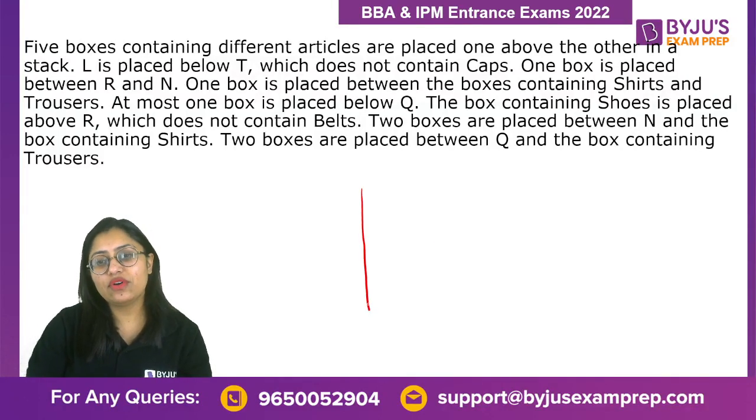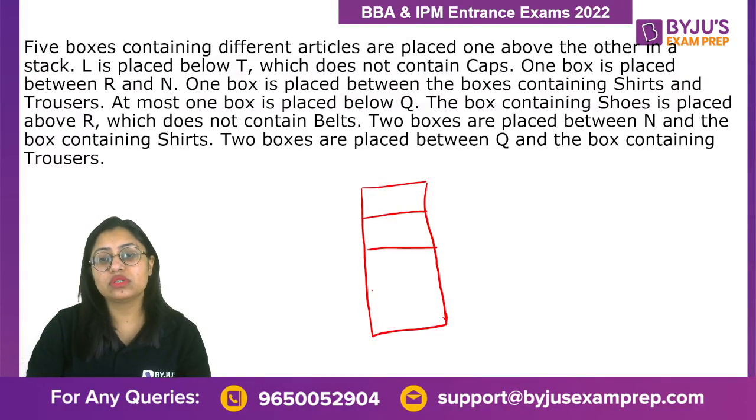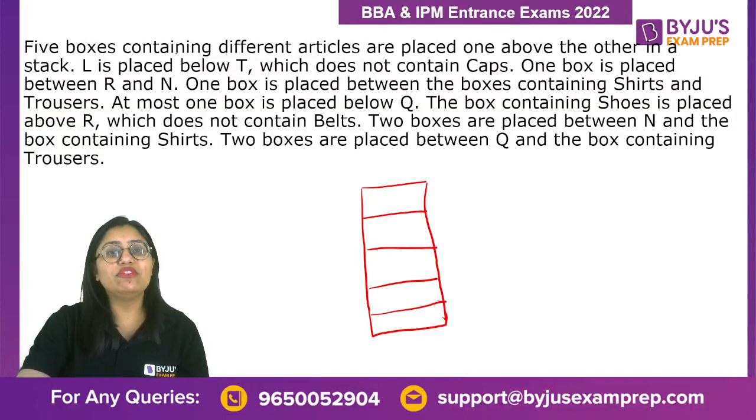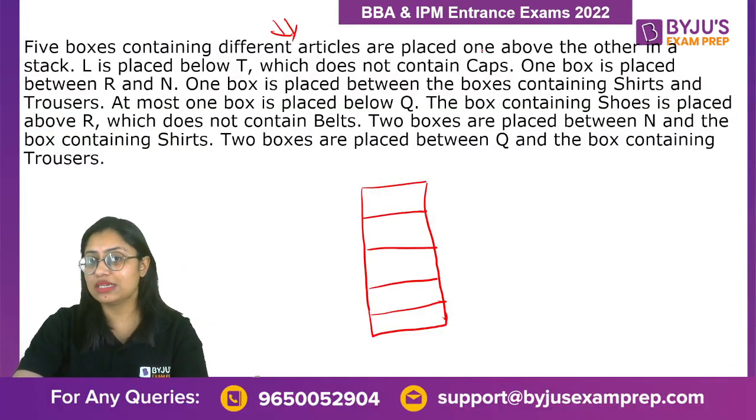So we have around 5 boxes stacked one above another. So first box, second box, third box, fourth box, and fifth box, right? So they're telling you that 5 boxes which have different articles are placed one above another in a stack, and this is how they got stacked.